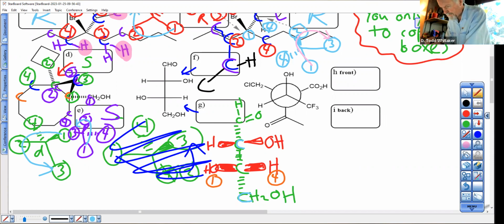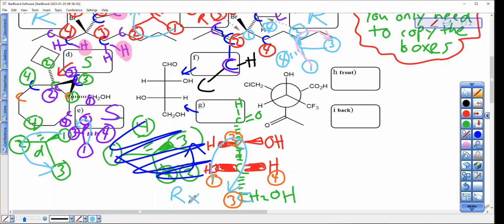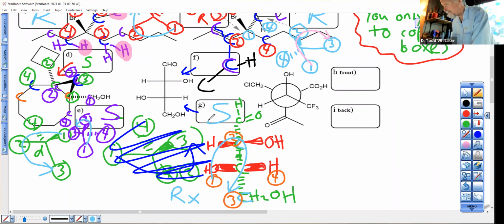We have a 2 here, and we have a 3 here, and the wrong answer, you're not just going to believe me on this, I'm going to prove it. The wrong answer is R, because that's clockwise. Why is it wrong? Because your number 4 group's on a wedge and not a dash. This is the only time you can do this. R is wrong. What's the right answer? Ladies and gentlemen, please tell me the right answer. S. Thank you. S is the right answer.